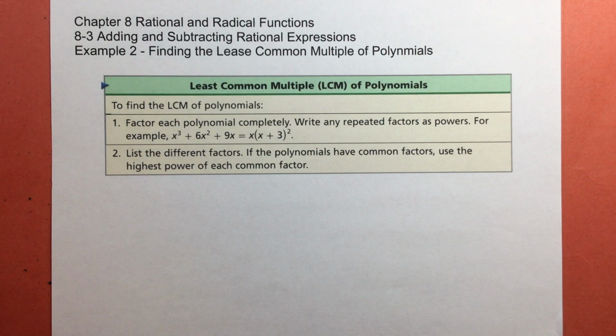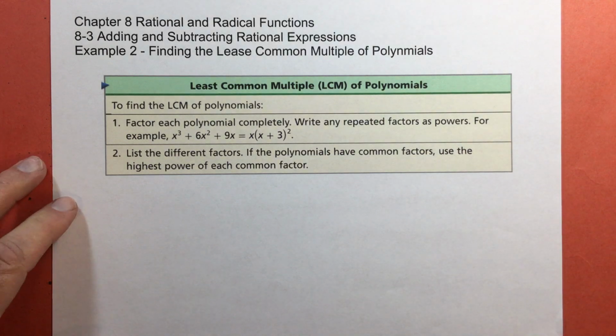Then this is where it gets confusing. It says list the different factors, and if the polynomials have common factors, use the highest power of each common factor. Yeah, I know. So let me try to break it down this way. Let's forget about polynomials for a moment. Let's just talk about understanding what happens. Usually when we have a complex problem, if we can model it with a smaller, easier problem, it helps us understand what to do when we get to the complex part.